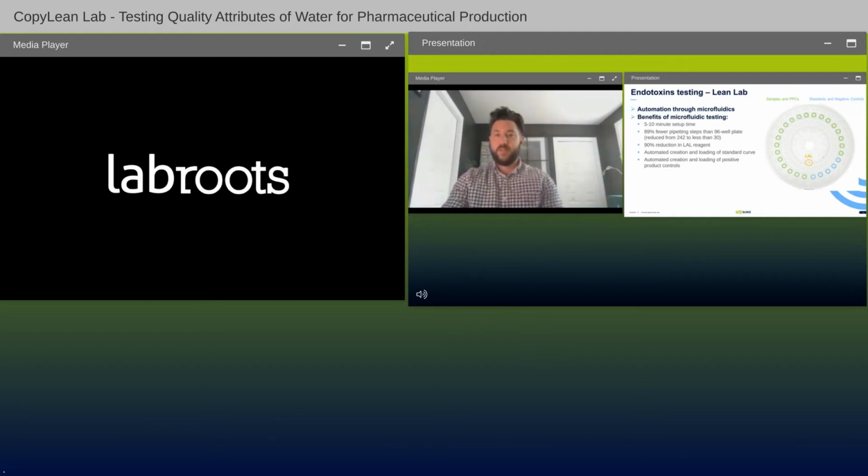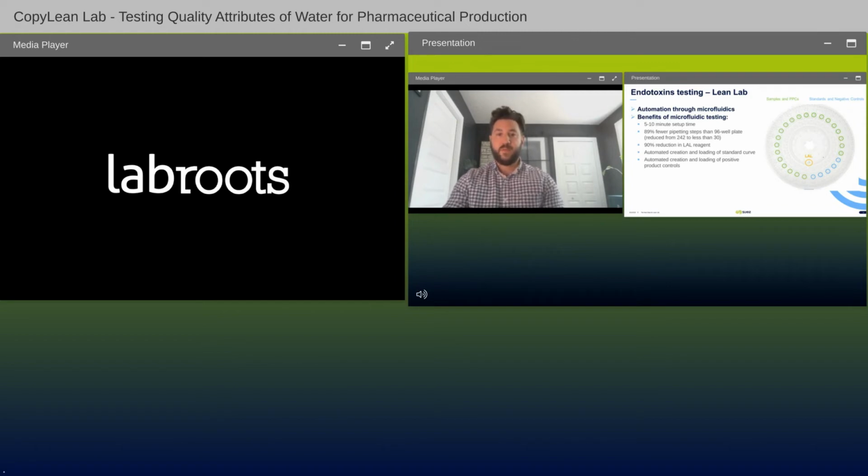There are several benefits of microfluidic testing, and I will talk about a few of those here with the microplate that we see. So a few benefits will include quick and short setup time, so about a 5 to 10 minute setup time to load the microplate with 21 samples. We have about 89 to 90% fewer pipetting steps than your traditional 96-well plate assay. So it goes from around 242 pipetting steps down to less than 30.